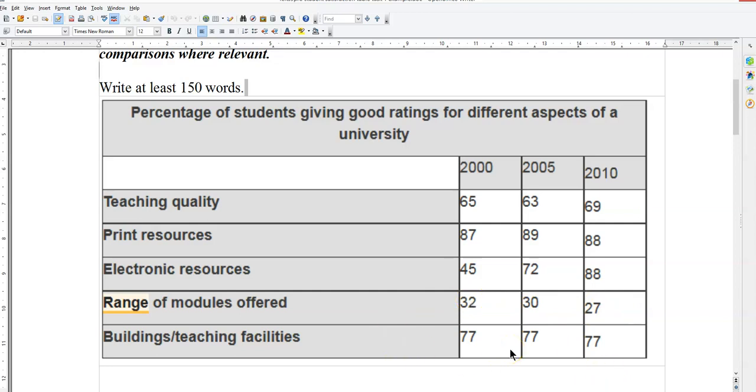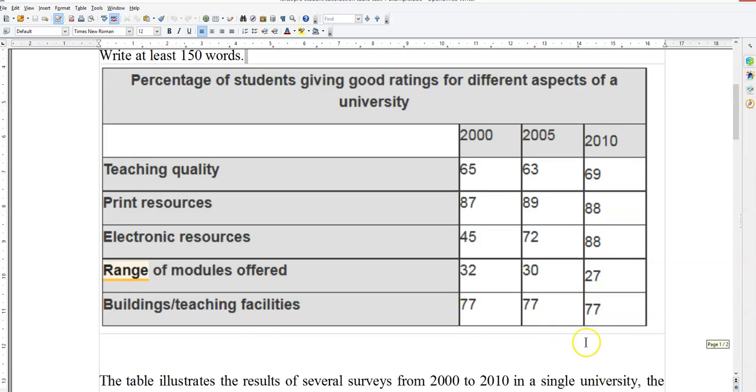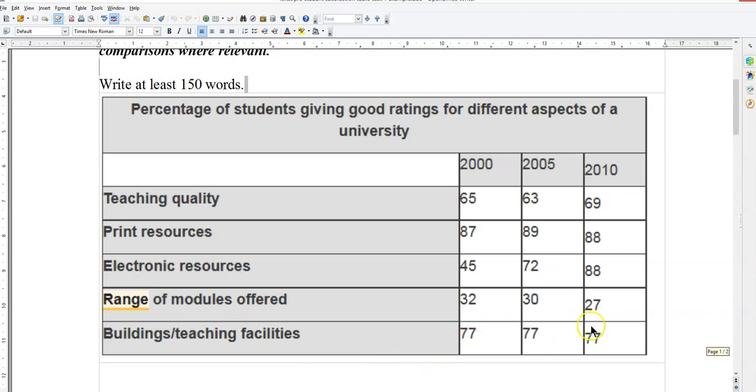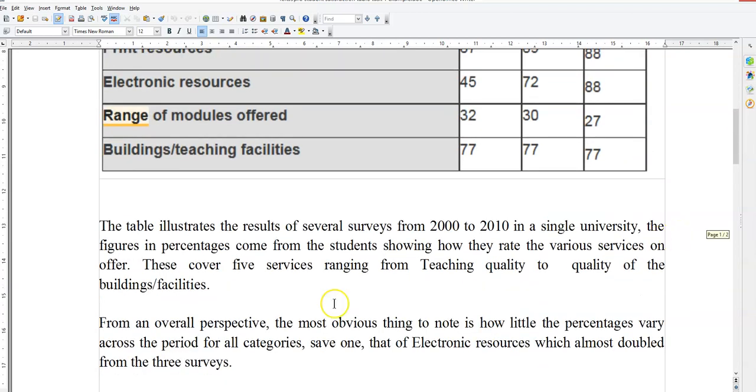There's usually only 3 key features which you should report on in a task. So we can see one key feature: these across the years, virtually identical, virtually identical, virtually identical, with 1 exception. Electronic resources has doubled, more or less. So that's basically it. That's what we have to do.